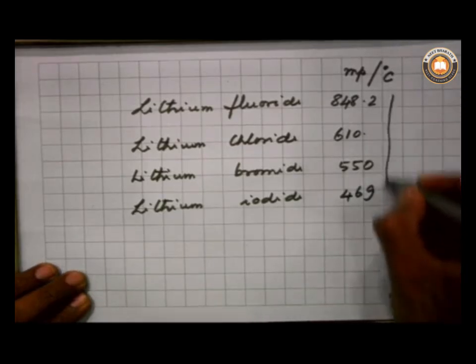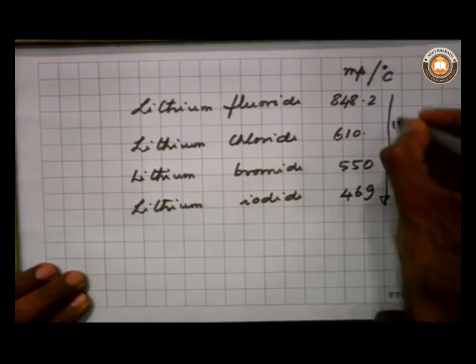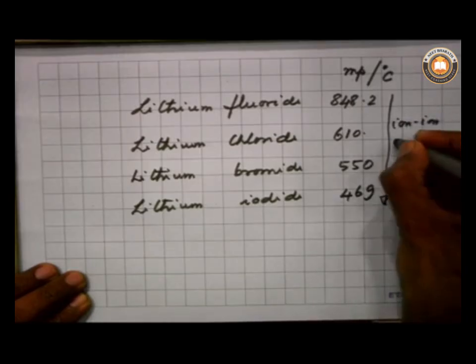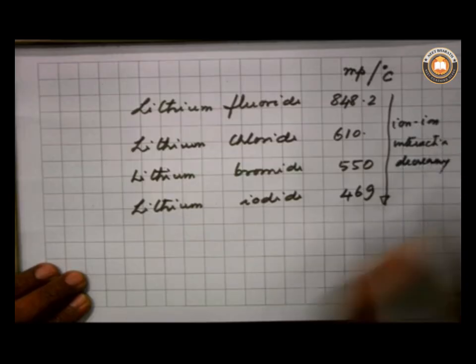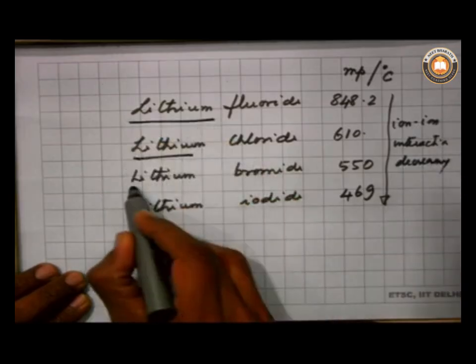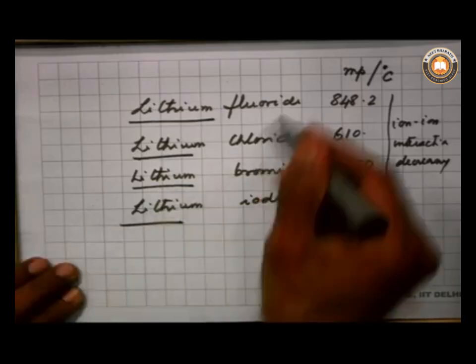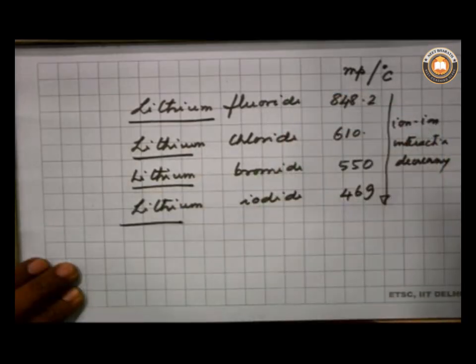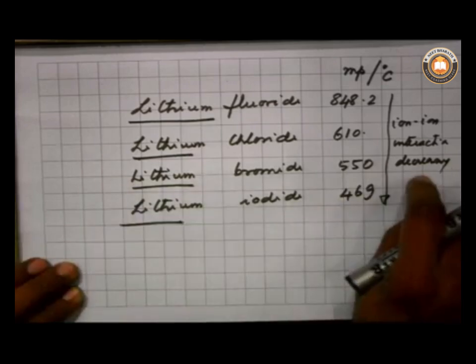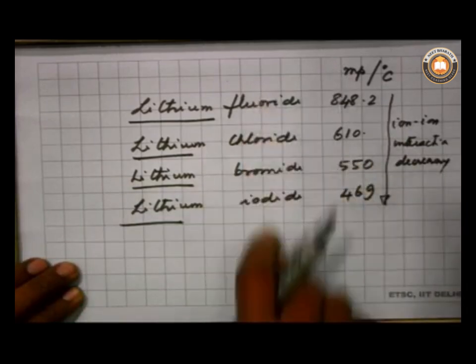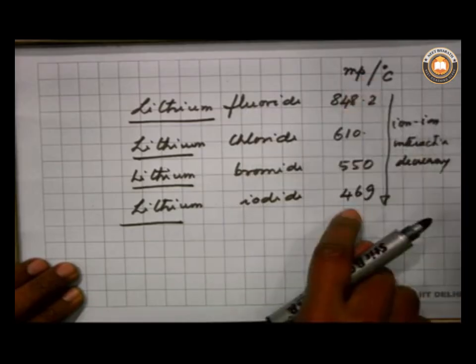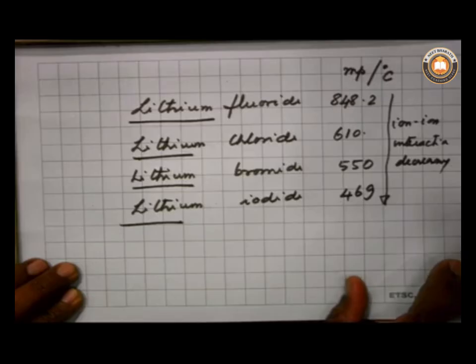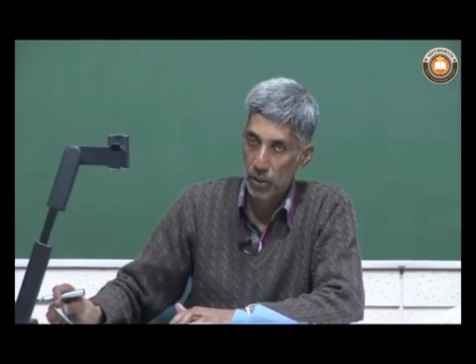So, here is a clear evidence that ion-ion interaction is decreasing. The cation in all these cases is the same, but the anion is going down the halogen group, and the ion-ion interaction decreases because the size of this ion increases. And so, this is a clear reflection that the ion-ion interaction decreases as we go down this.